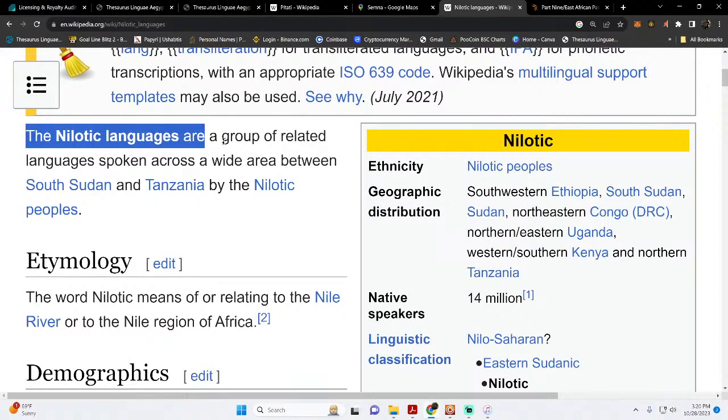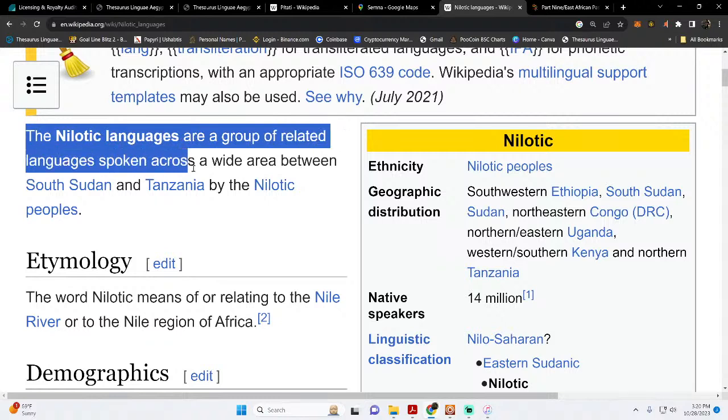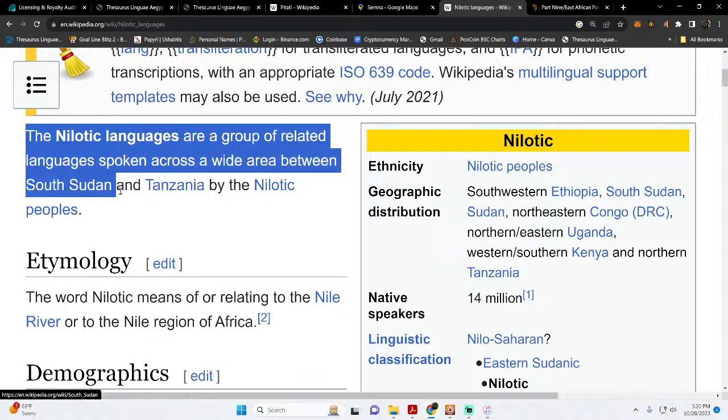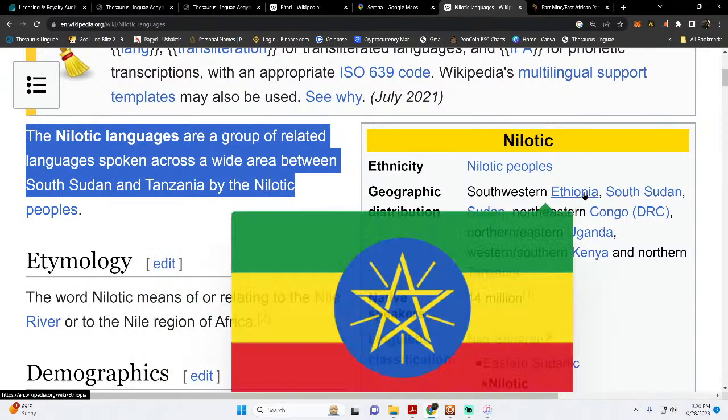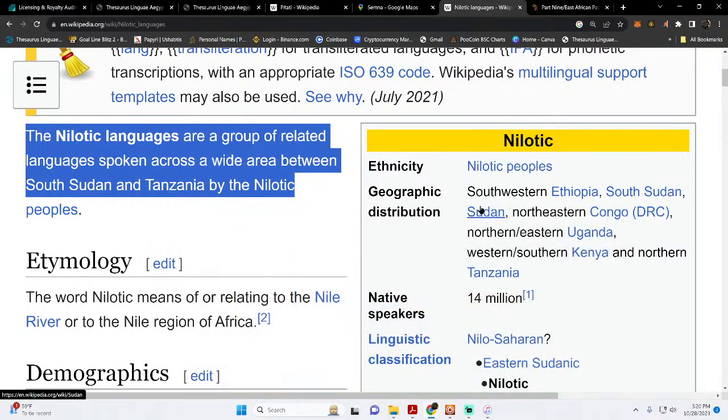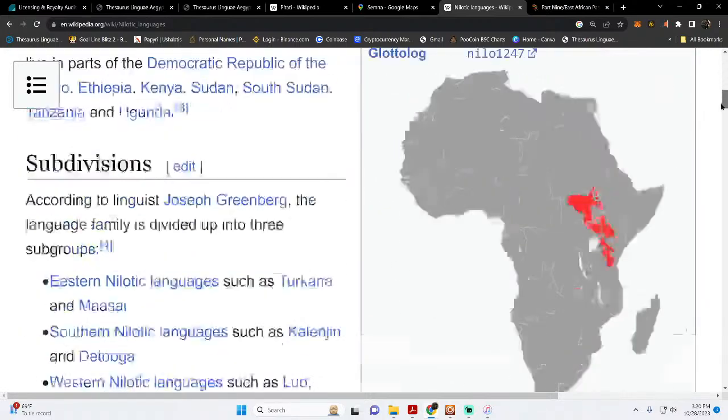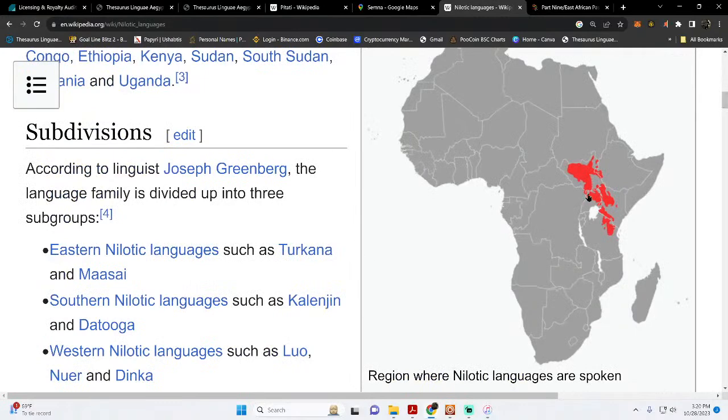But anyway, it says Nilotic languages are groups of related languages spoken across a wide area between South Sudan, Tanzania by Nilotic peoples. Right here, you'll see Ethiopia, South Sudan, Congo. But watch what happens. Right under them, if we look on the map, not even under them, but in the area of some of these same people, they going under the Sudan. So let's see how they do this then.